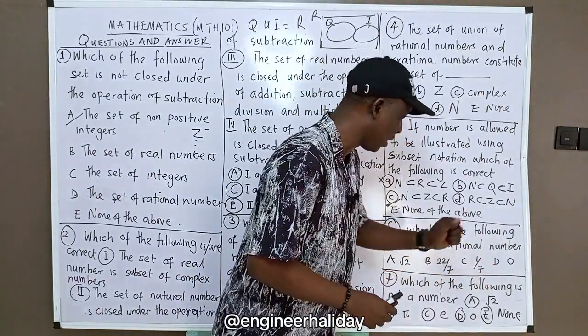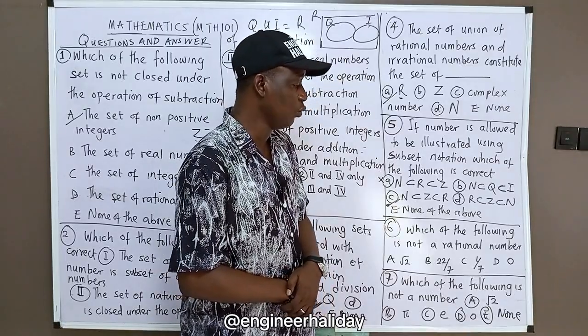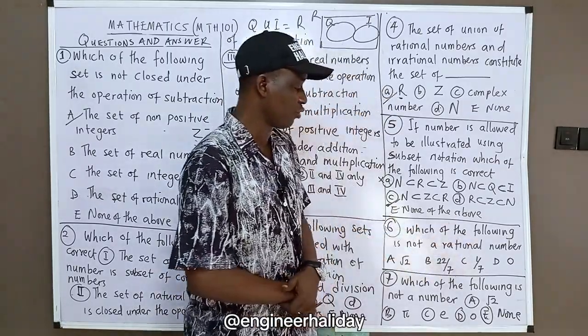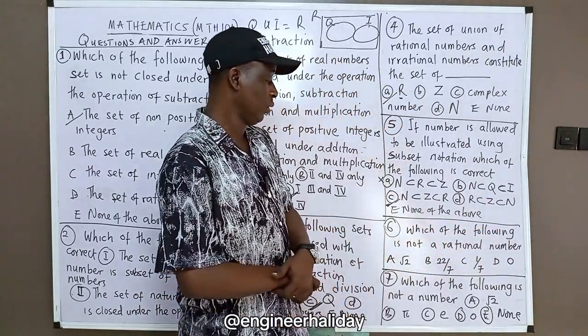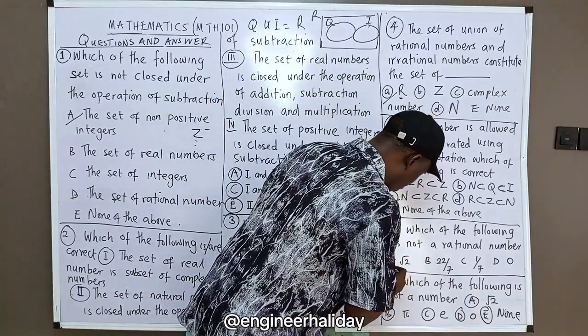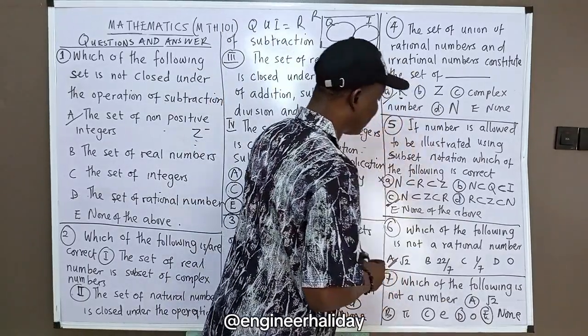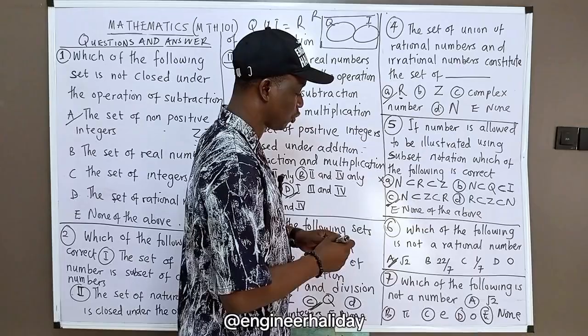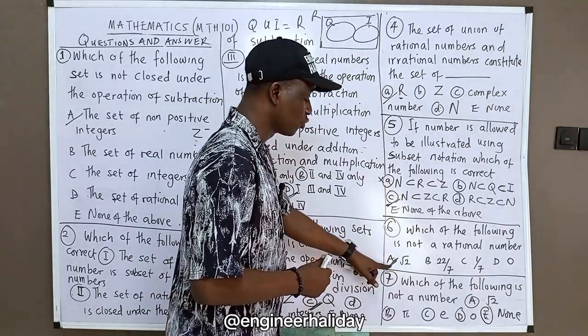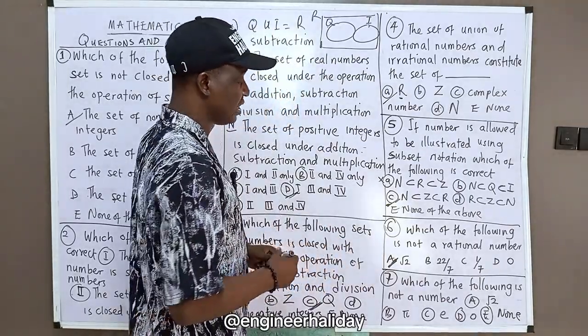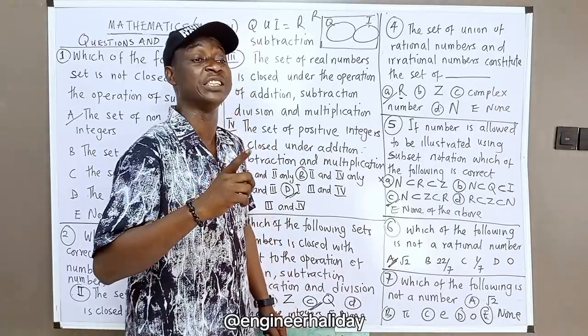Then the next one is D, which is 0. C is a rational number. So the answer I will pick there, the one that is not a rational number, is D. Don't forget, a rational number can be represented as a ratio.